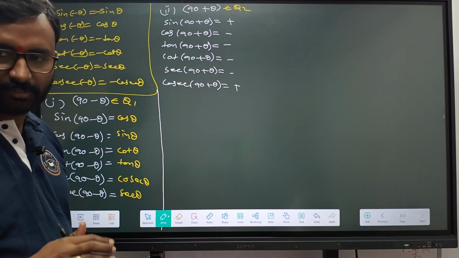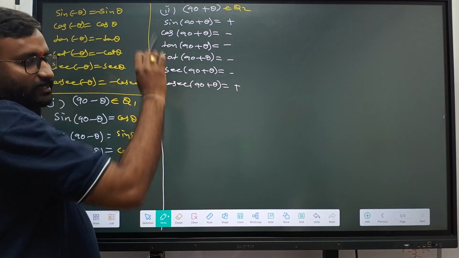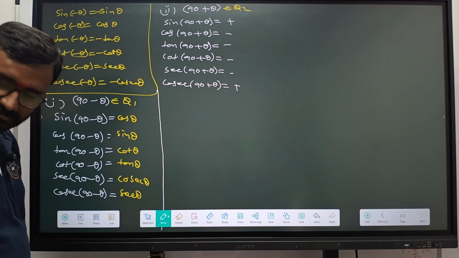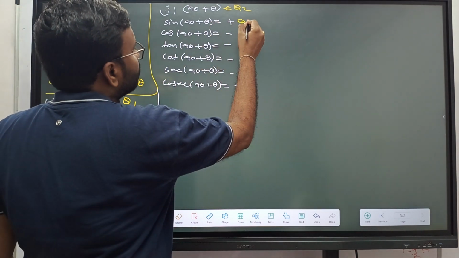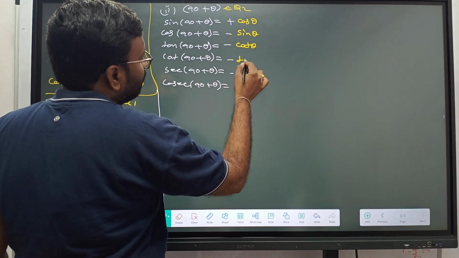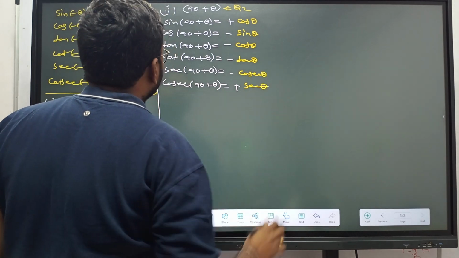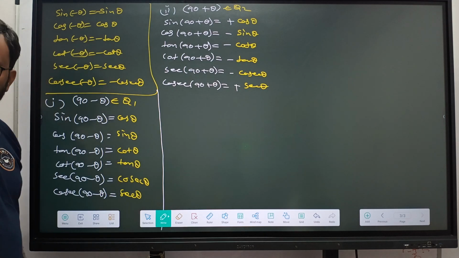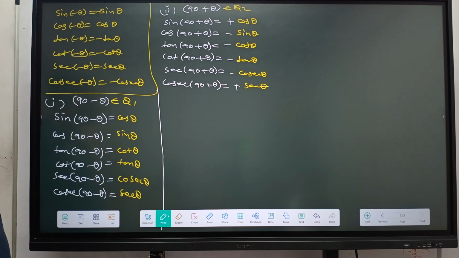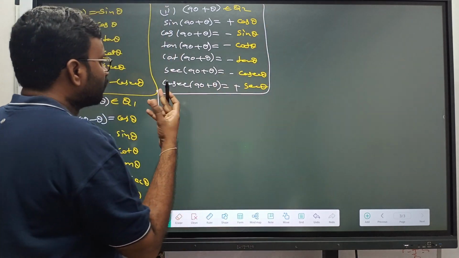Since quadrant, I told you na 2 points. First quadrant, second axis. Now 90 plus, even axis or odd axis? So ratios will change. Sine, cos theta. Cos, sin theta. Tan, cot theta. Cot, tan theta. Secant, cosecant theta. Cosecant, secant theta. Now tell me what is tan 90 plus theta? Minus cot theta. Tan 90 plus theta is what? Minus cot theta.